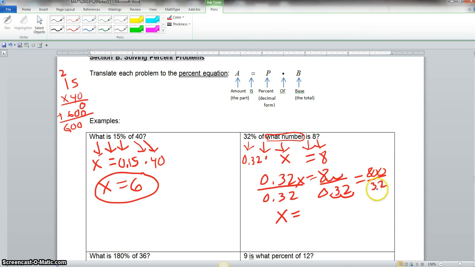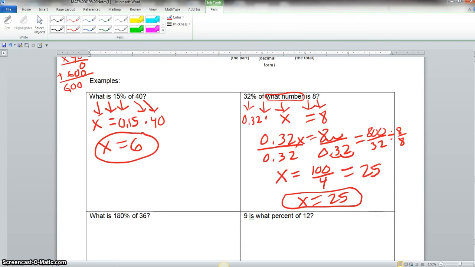Now we can simplify this. We could divide the numerator and denominator both by 8. And 800 divided by 8 we know is 100. And 32 divided by 8 we know is 4. Now 100 divided by 4 we know is just 25. So our final answer is 25.